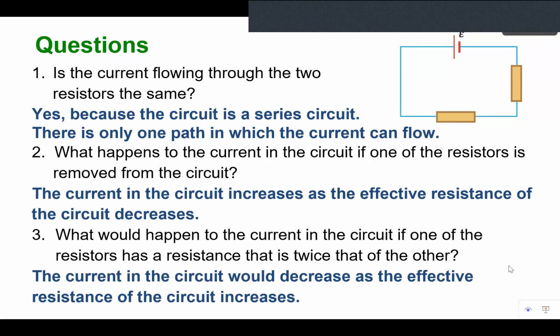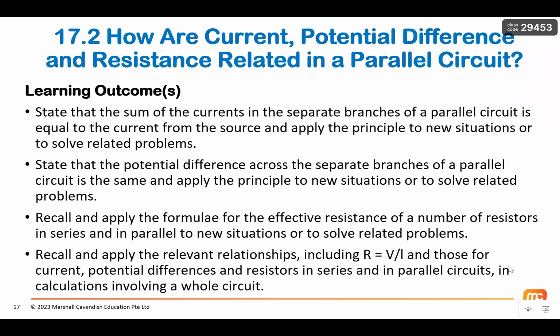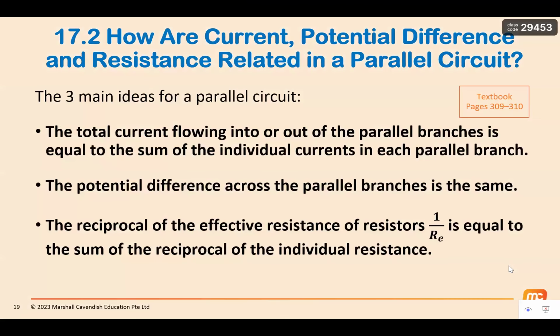Okay, let's move on to a parallel circuit now. So these are the learning outcomes for parallel circuit. Again, for parallel circuit, there are 3 main ideas. We are again going to zoom into how current, potential difference, and resistance behave in a parallel circuit. So these are the 3 main ideas.